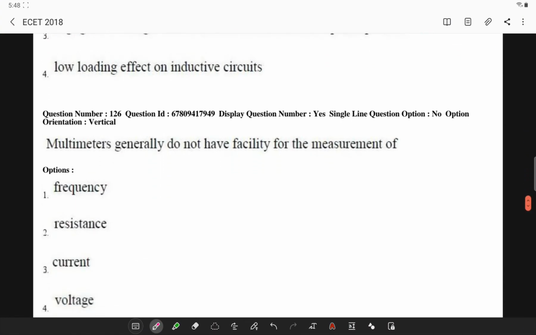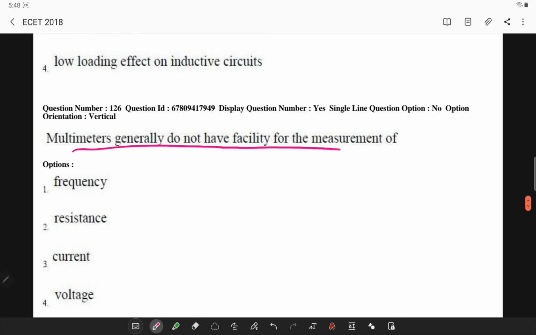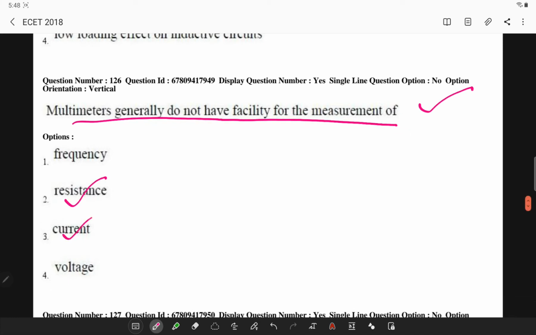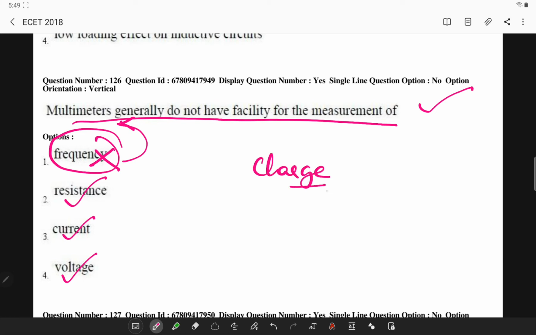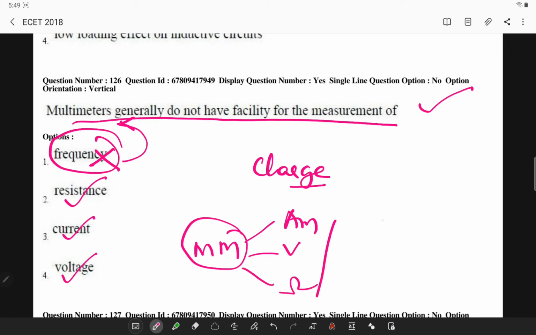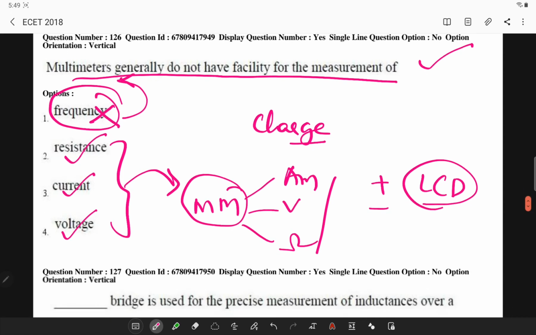Next question: multimeters generally do not have the facility for measurement of... Generally we measure resistance, current and voltage, but frequency we don't measure using a multimeter, and you cannot even measure charge. Multimeter functionalities include working as an ammeter, a voltmeter and an ohm meter, and it is a handheld device with positive and negative indicator with numerical LCD. This is very often used in your lab. That is a practical question.